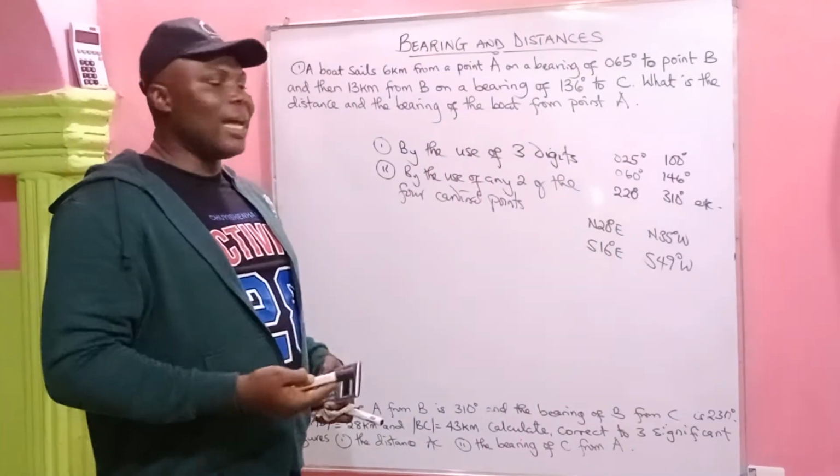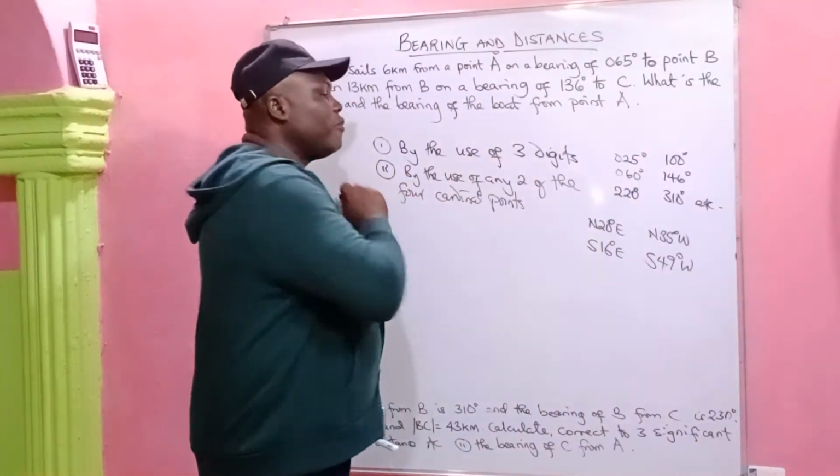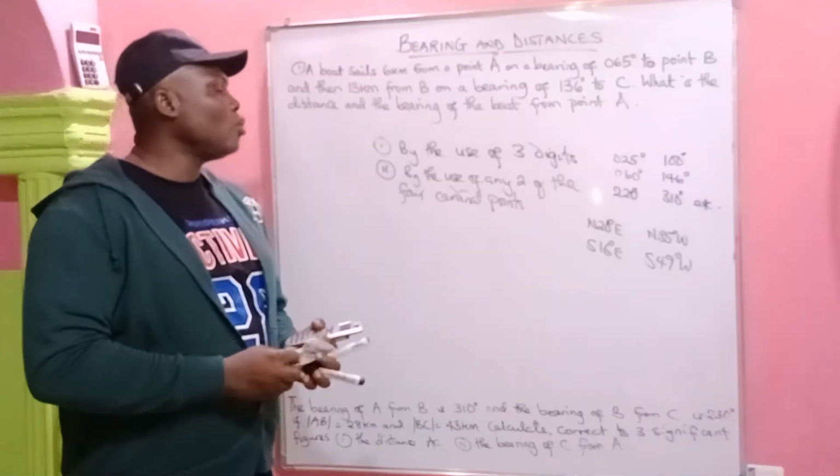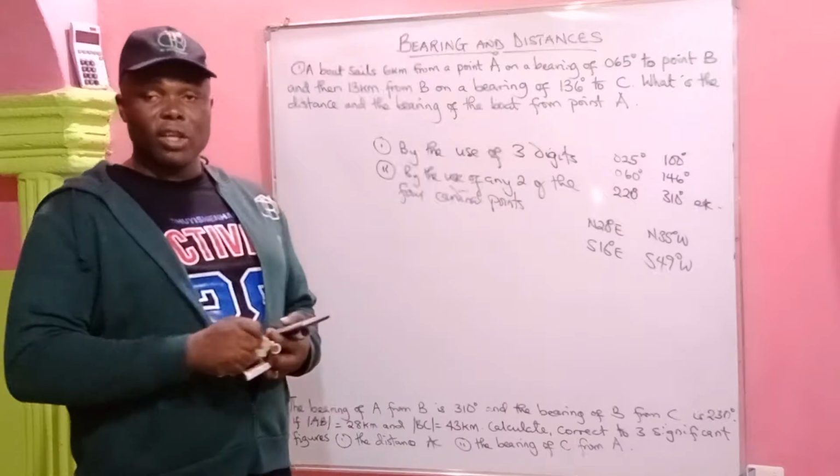When we meet in our next slides, we'll concentrate on solving problems by any two of the four cardinal points. Okay, so how do we handle it by the use of the three digits?